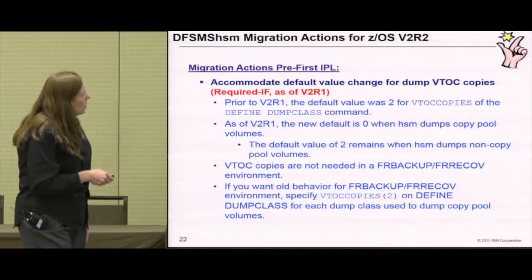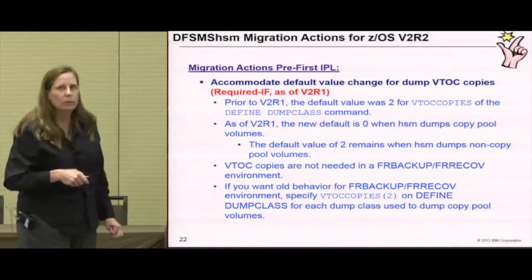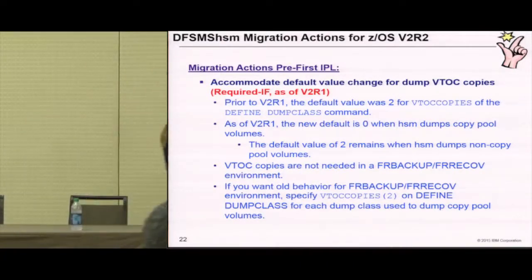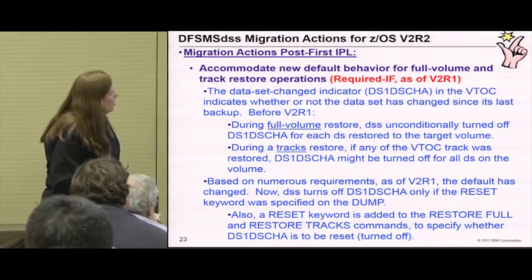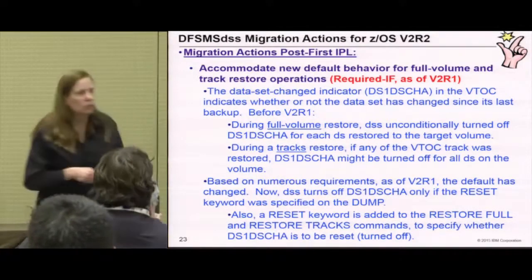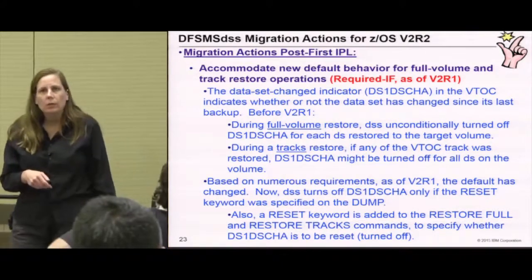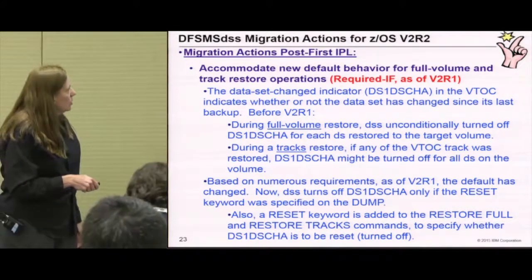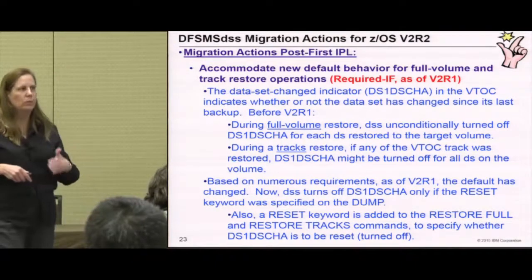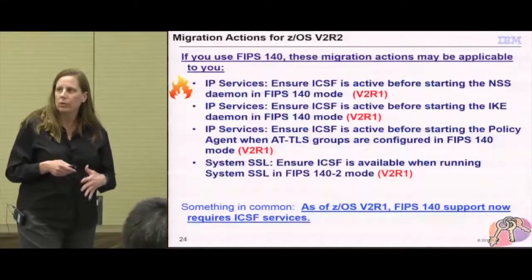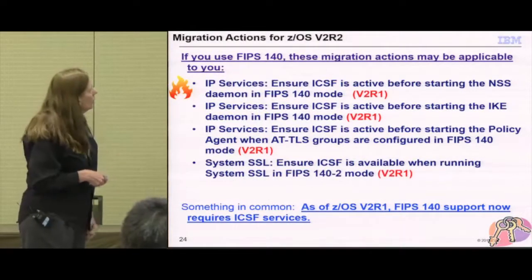Okay, migration action for 2.1. This is an HSM for a VTOC copy. Default has moved from 2 to 0. And this is another one that came in 2.1. It has to do with the dataset changed indicator bit. You can override that if you want to get the previous behavior by just specifying a reset on the dump command. I'm going through the 2.1 ones a little faster just to make sure I cover the new 2.2 stuff.